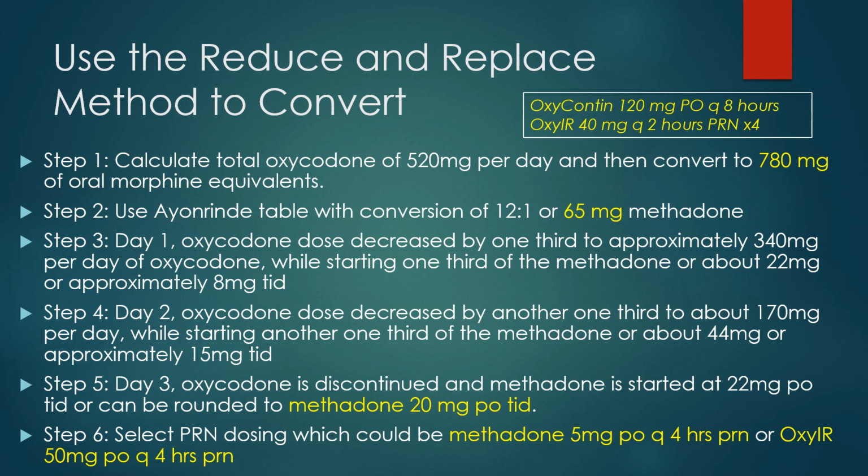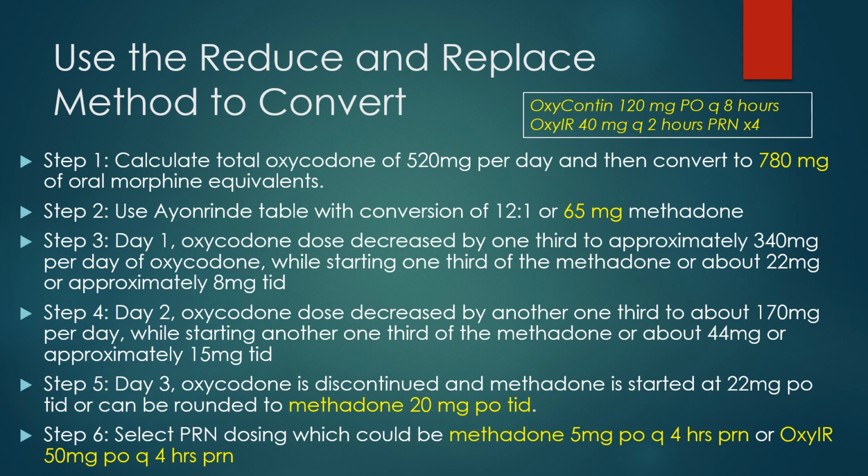Using the reduce and replace method to convert. Recall that the patient is taking OxyContin 120 mg PO Q8 hours and OxyIR 40 mg Q2 hours PRN times 4 doses daily. Step 1. Calculate total oxycodone of 520 mg per day and then convert to 780 mg of oral morphine equivalents using prior tables. Step 2. Use the Ayonrinde table with a conversion of 12 to 1 or 65 mg of methadone as calculated. Step 3. Day 1.